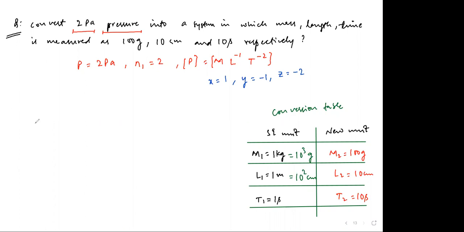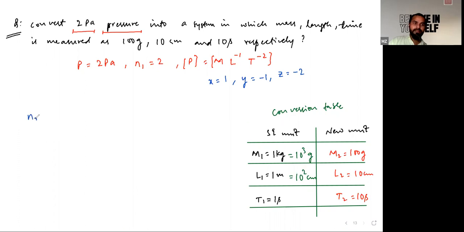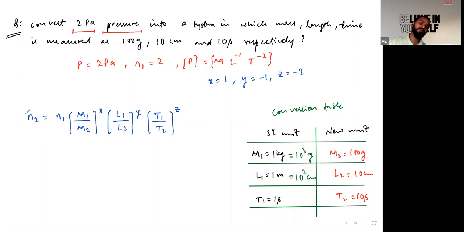Okay. Now just write the formula. So we have N2 is equals to N1, M1 divided by M2 to the power X, L1 over L2 to the power Y, and T1 over T2 to the power Z. Now put all the values of these terms and simplify it to get the value of N2. Try to solve. First, write it down and try to put all the values in the given expression.